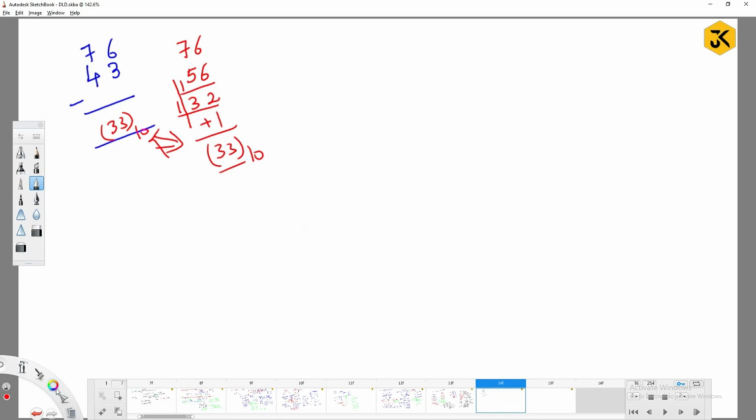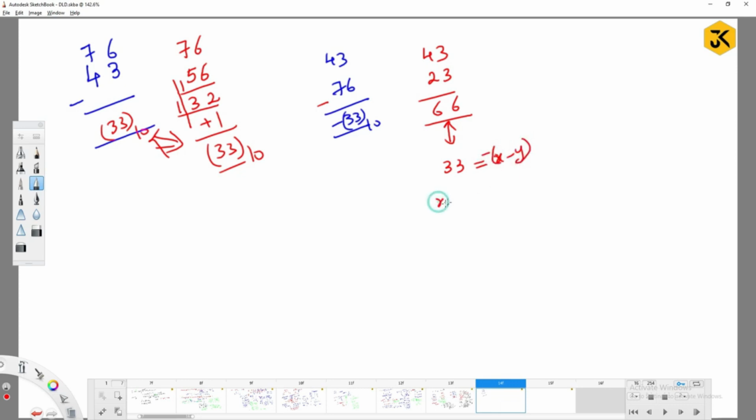Okay. Try to do the same thing in another format. Reverse: 43 minus 76. You need to get minus 33 base 10. So 43 is as usual. The complement of minus 76 is 23. If you add 66, do you get any kind of carry here? If there is no carry, you first have to find its complement, that is 33, which is the complement of x minus y, which is minus of x minus y. So you are going to get x minus y as minus 33 base 10.